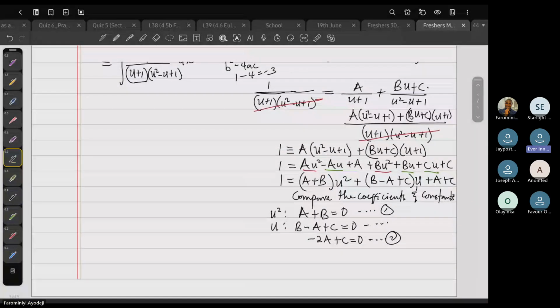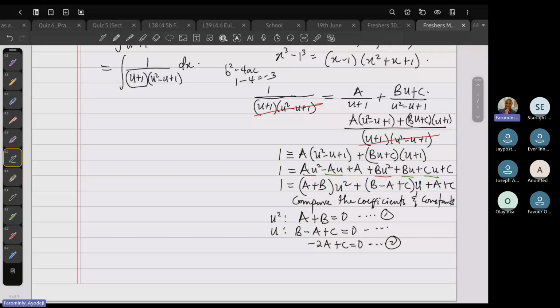Sir, I didn't get that. So from equation 1, from this one, B is equal to negative A. If we put B as negative A here, we have negative A minus A plus C equals 0. So that is negative 2A plus C equals 0, which means C is equal to 2A.